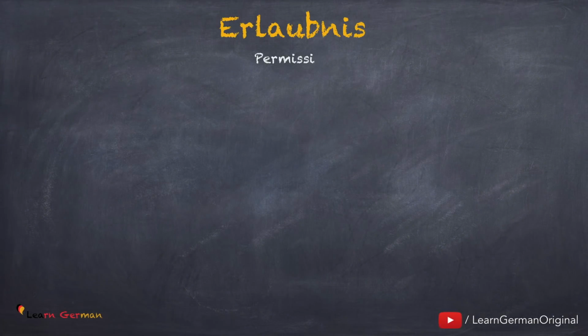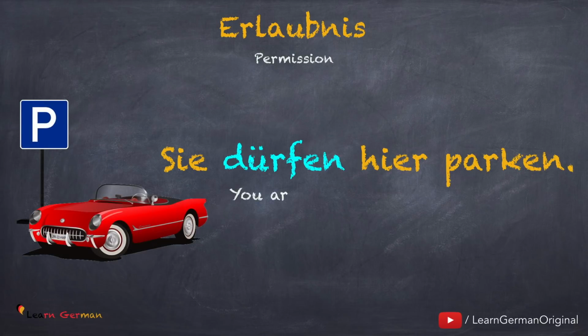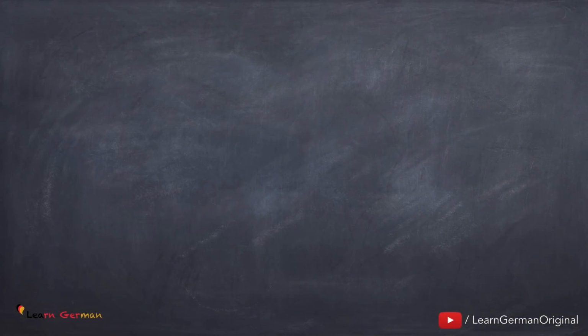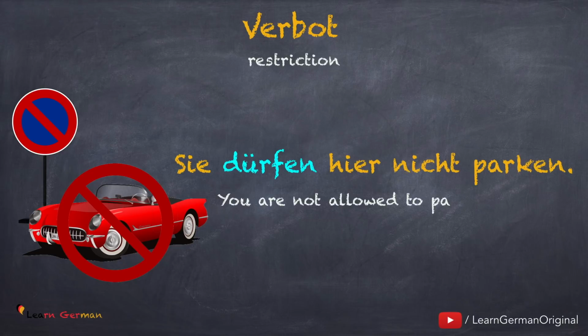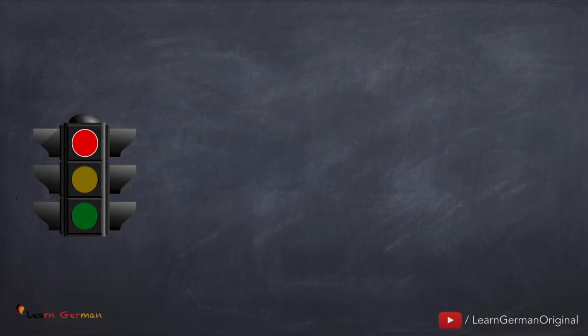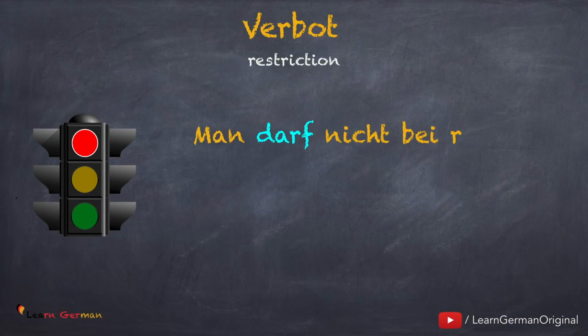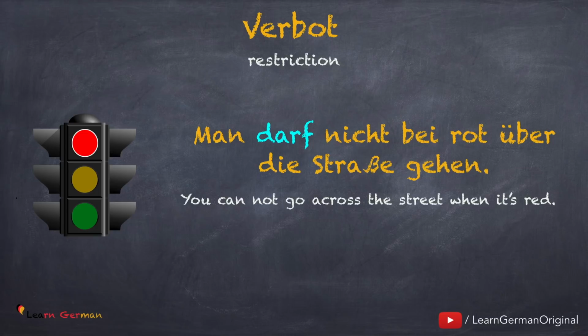Let's look at the first example. Erlaubnis. Sie dürfen hier parken. There is a parking signboard, so you are allowed to park here. And then we talk of Verbot, a restriction. For example, the signboard here says, Sie dürfen hier nicht parken. Here's another example. Verbot. Man darf nicht bei Rot über die Straße gehen.